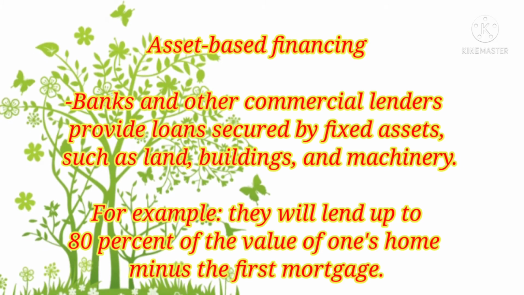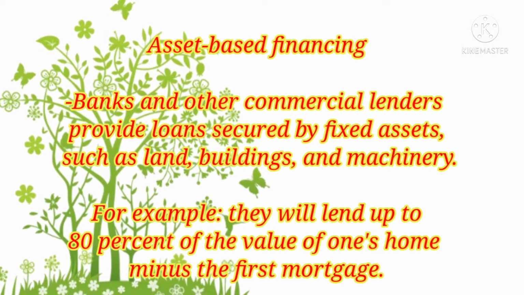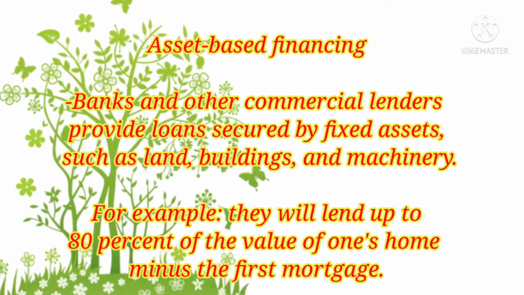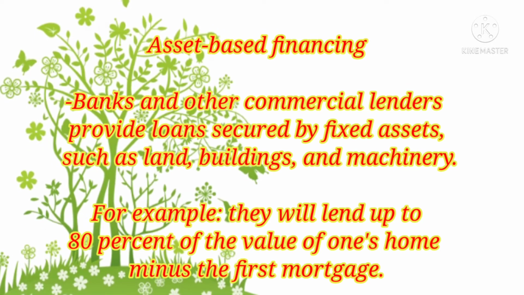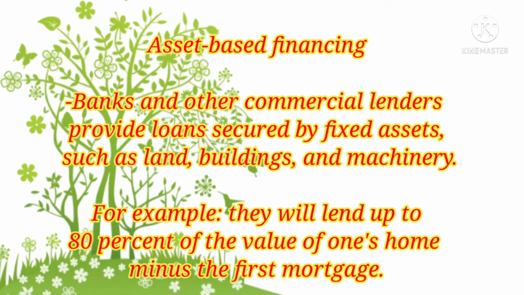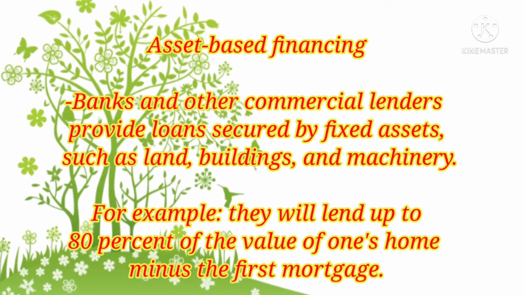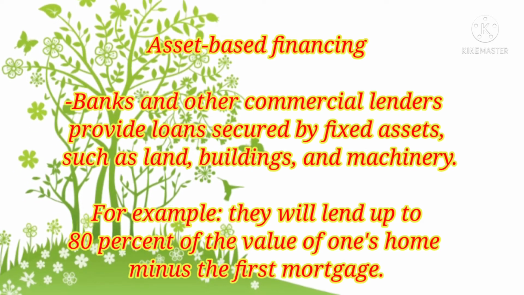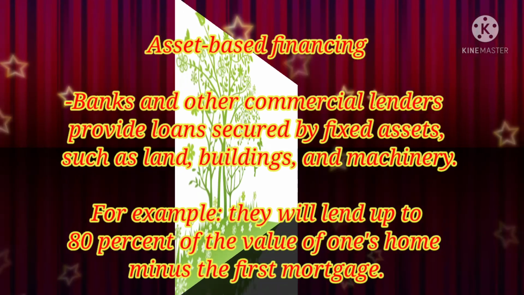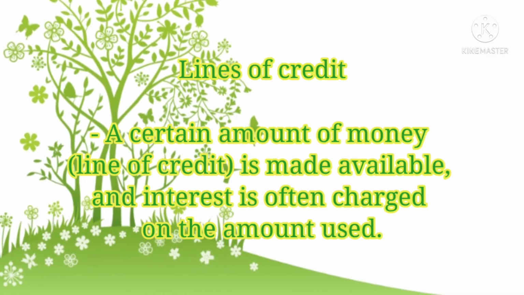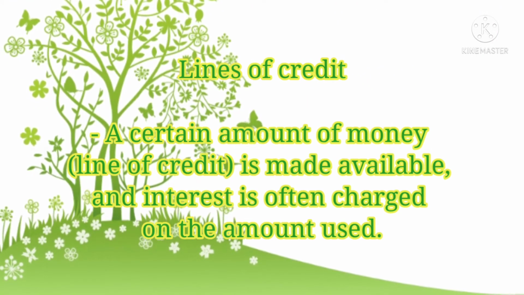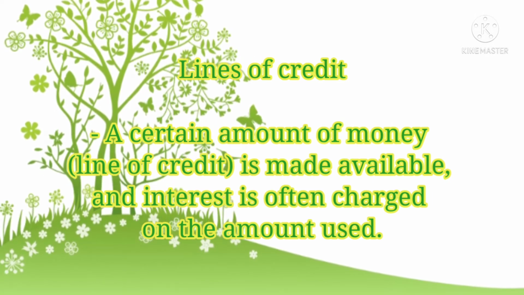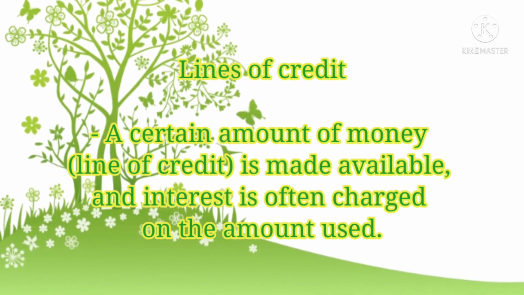There are different types of financing. First, asset-based financing. Banks and other commercial lenders provide loans secured by fixed assets such as land, buildings, and machinery. For example, they will lend up to 80% of the value of one's home minus the first mortgage. The second type of financing, lines of credit. A certain amount of money is made available and interest is often charged on the amount used.